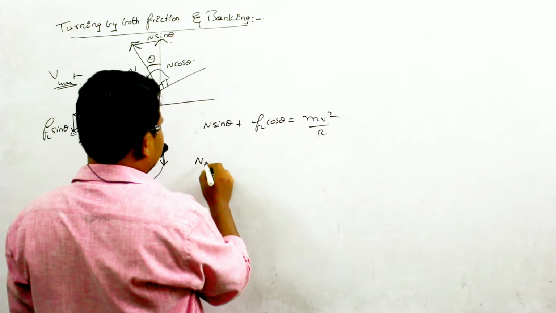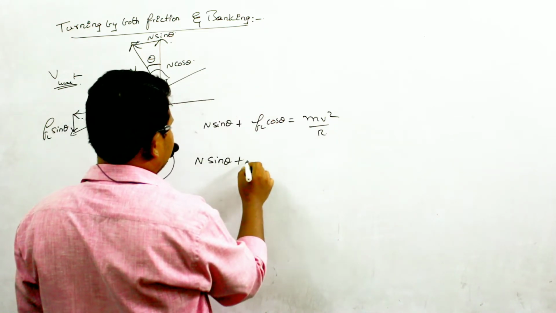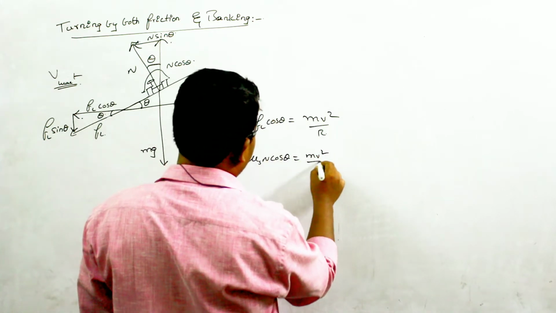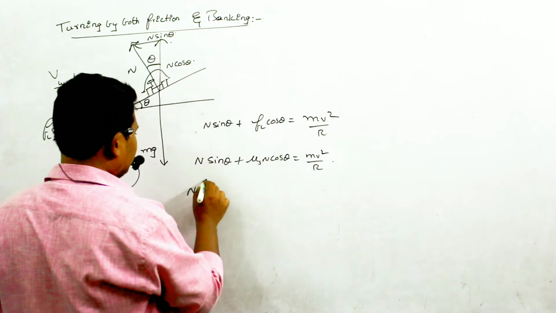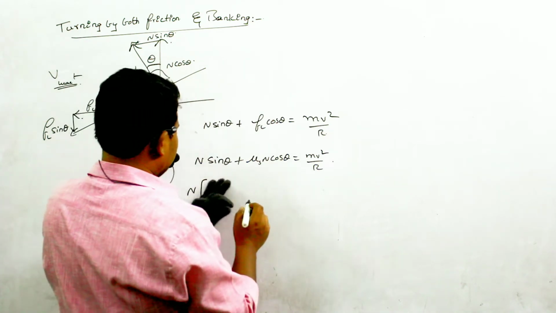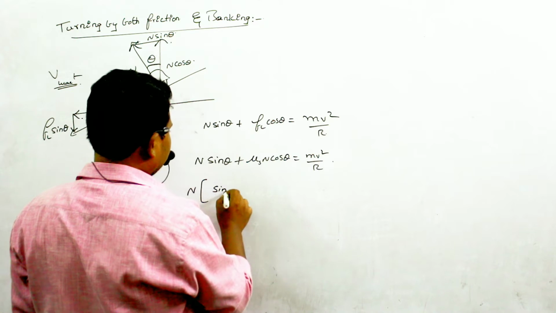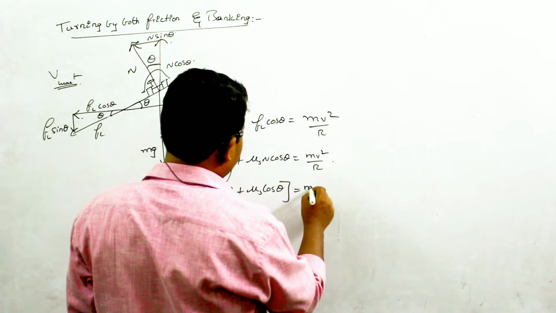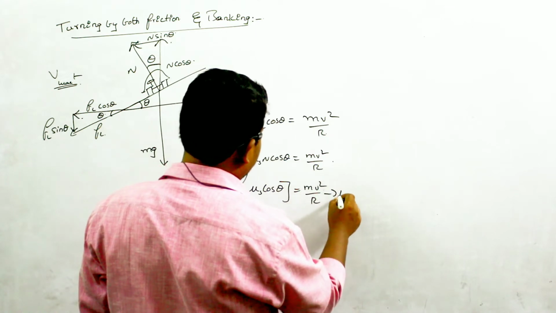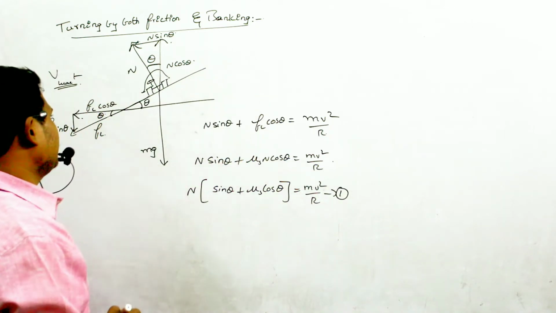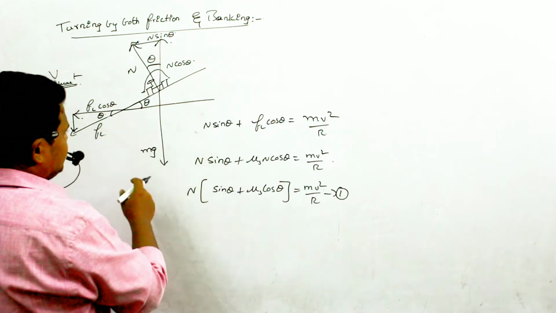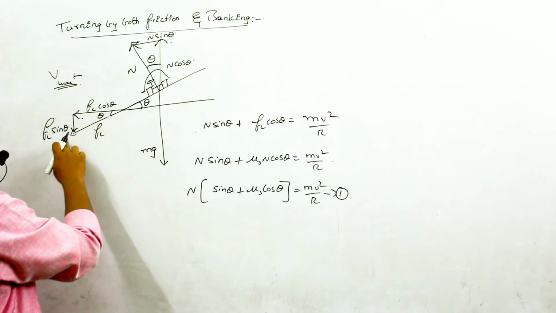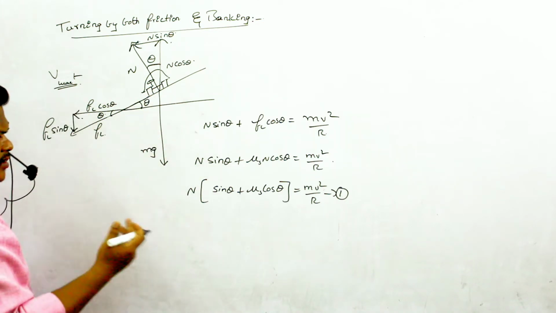So if I take N sin theta, instead of FL I can write mu s N cos theta is equal to mv square divided by r. Now if I take N common, I can write it as N into sin theta plus mu s cos theta is equal to mv square divided by r. So let it be our equation number 1. Now if I see the vertical components which are acting, N cos theta is acting upwards, FL sin theta is acting downwards, mg is also acting downwards.